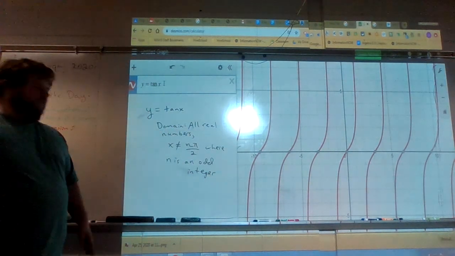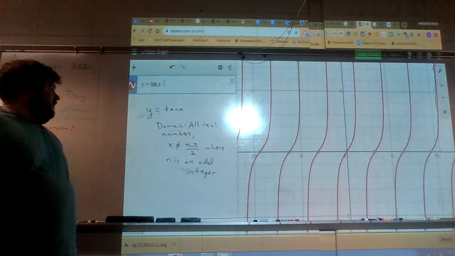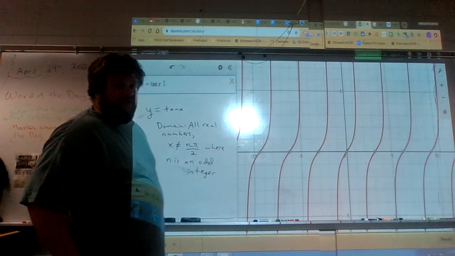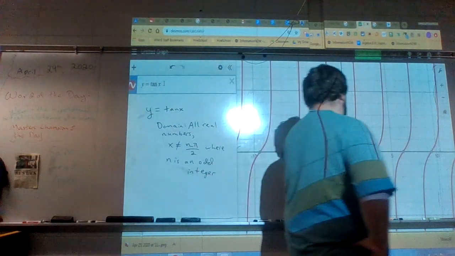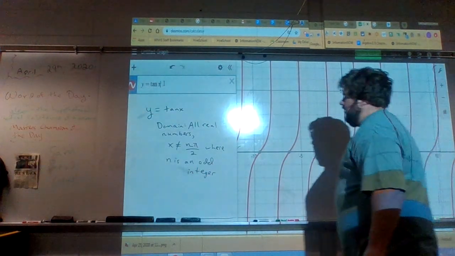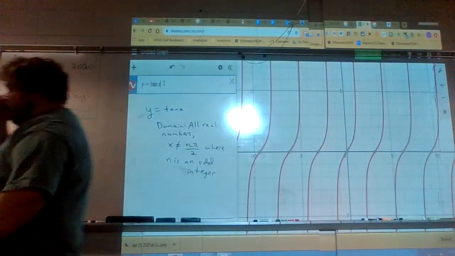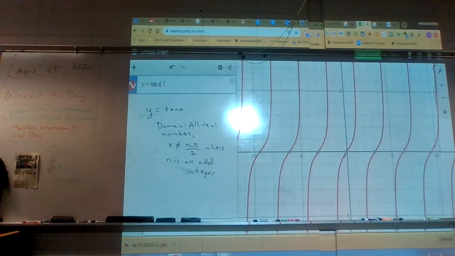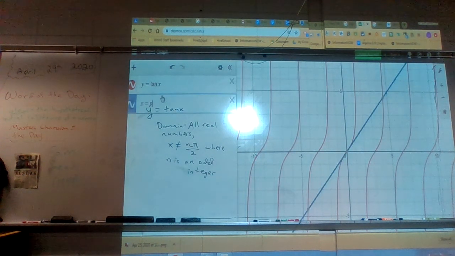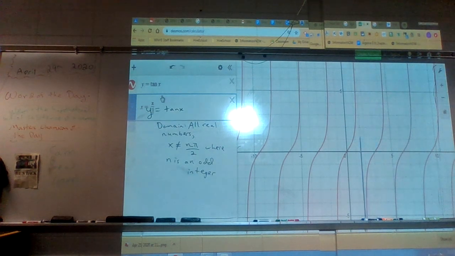So for instance, give me an odd integer like 3 or 5. X can't be 3 pi over 2. X can't be pi over 2. X can't be negative pi over 2. Any of those values give me vertical asymptotes. Everything else is fine. Just to show you an example, if I do x equals pi divided by 2, I get a vertical asymptote. Okay, so no good.